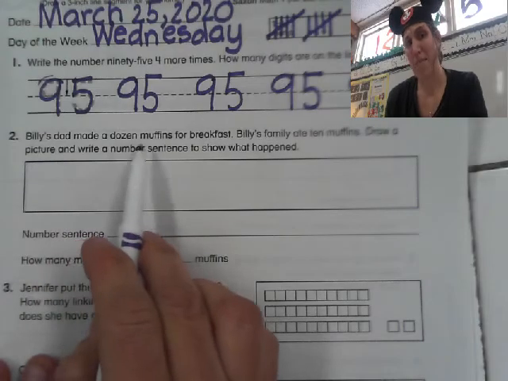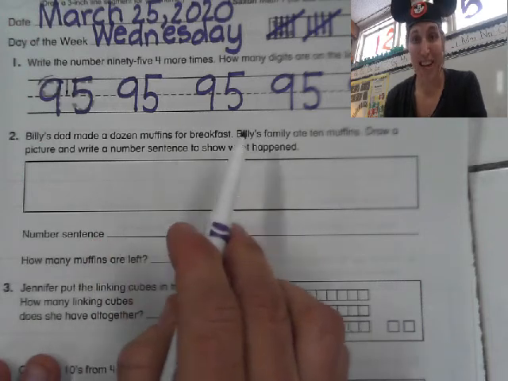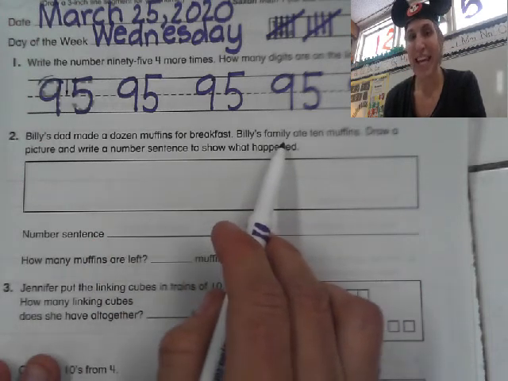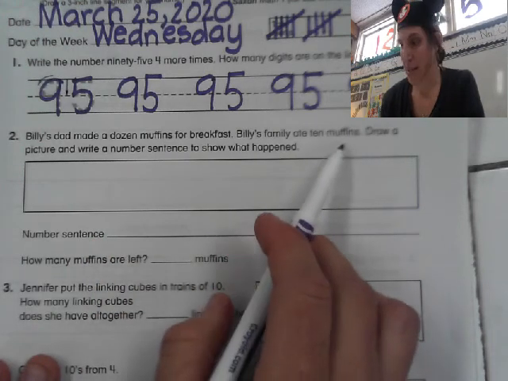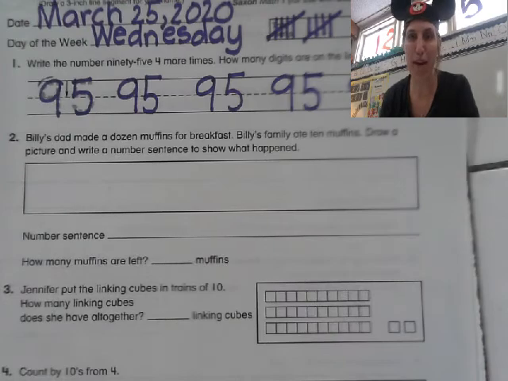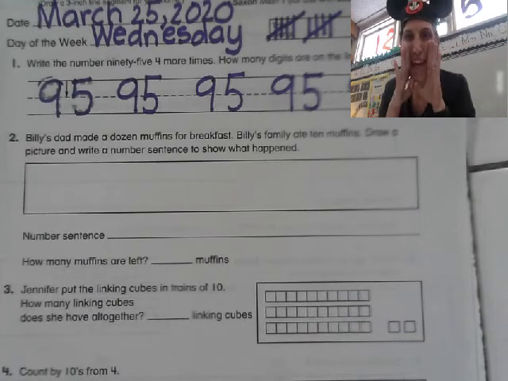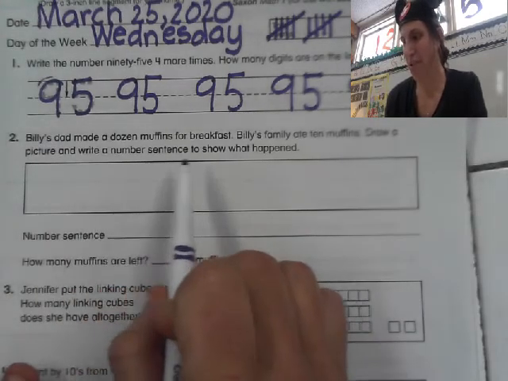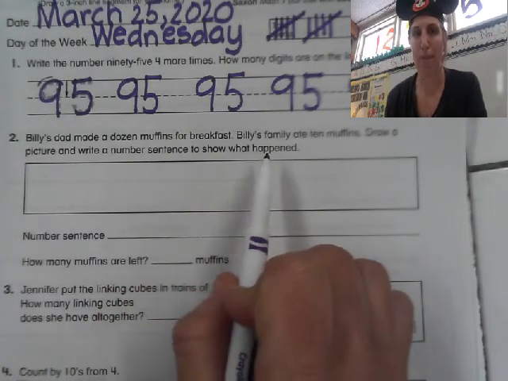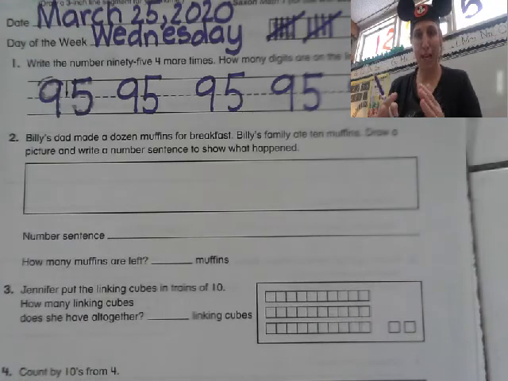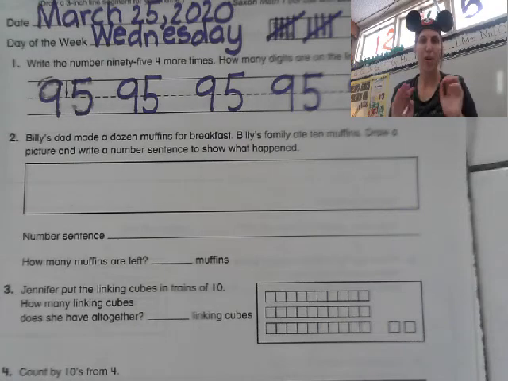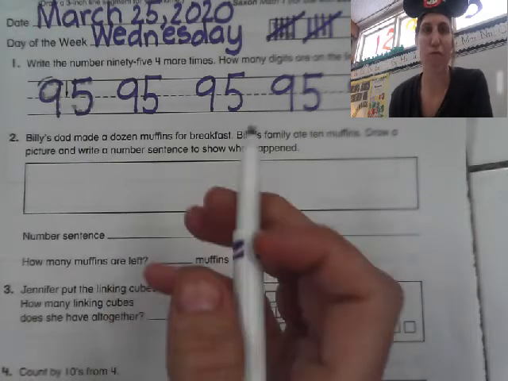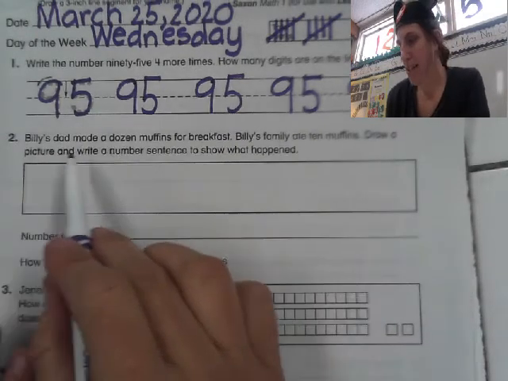Billy's dad made a dozen muffins for breakfast. Billy's family ate 10 muffins. I hope they were blueberry muffins. Blueberry are my favorite. Draw a picture and write a number sentence to show what happened. So in our story, did we have some, and we get some more, or some and then some go away? Well, let's underline the important information to find out.